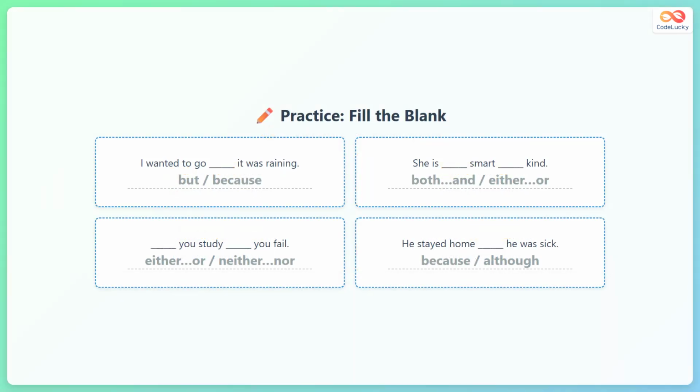Now practice choosing the right conjunction. When you want something but reality prevents it, use but. When combining two positive qualities of a person, use both and. When giving someone two opposing choices, use either or. When explaining why someone did something, use because.